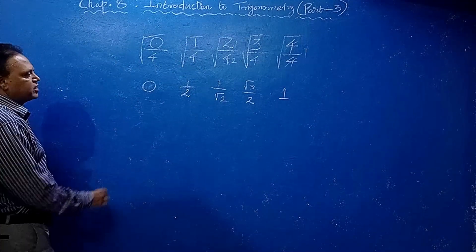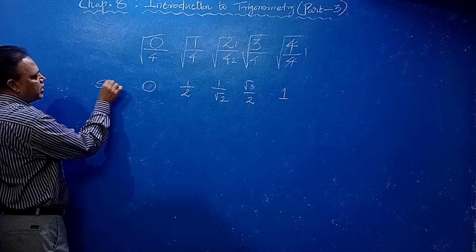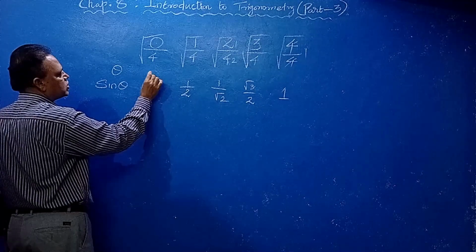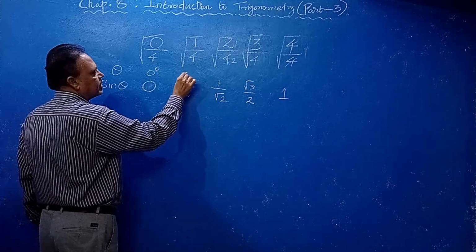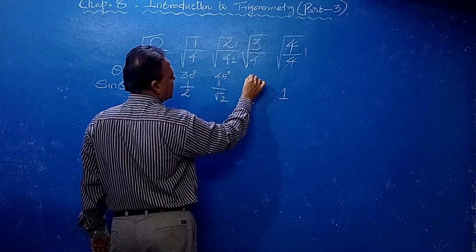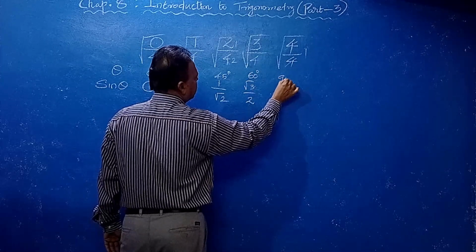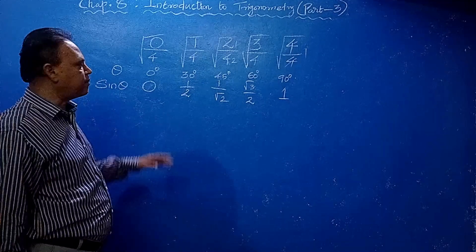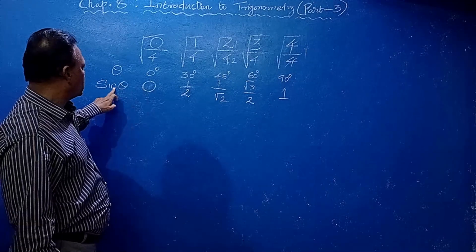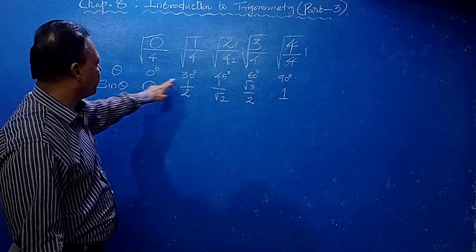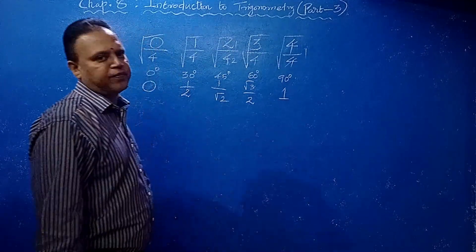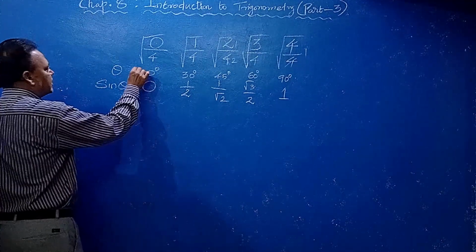Like this you remember, first you will get sin theta, for the theta values you write. First 0 degree, then 30 degree, 45 degree, 60 degree, then 90 degree, in order correctly. These are the standard values. This is the method. If you write like this, then you will get sin 0 is 0, sin 30 degrees is 1 by 2, sin 45 is 1 by root 2, sin 60 is root 3 by 2, then sin 90 is 1. This is the easy method.